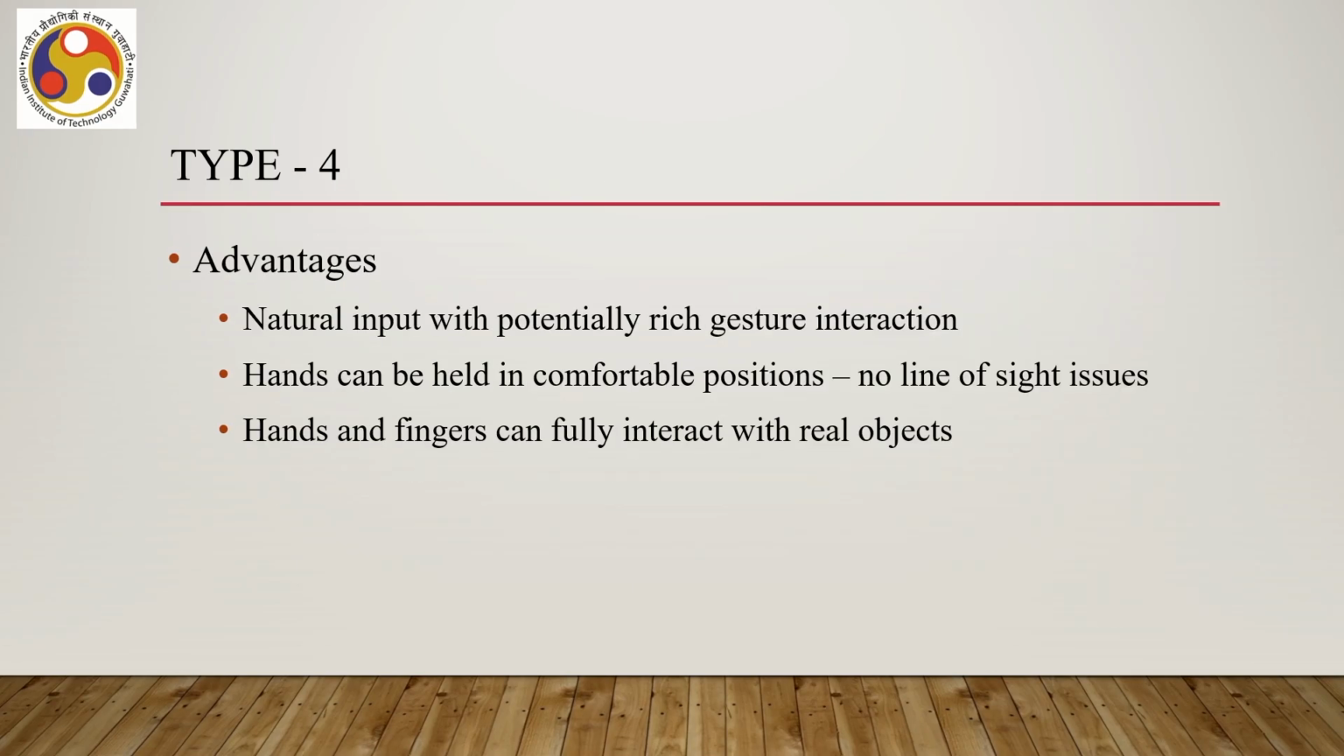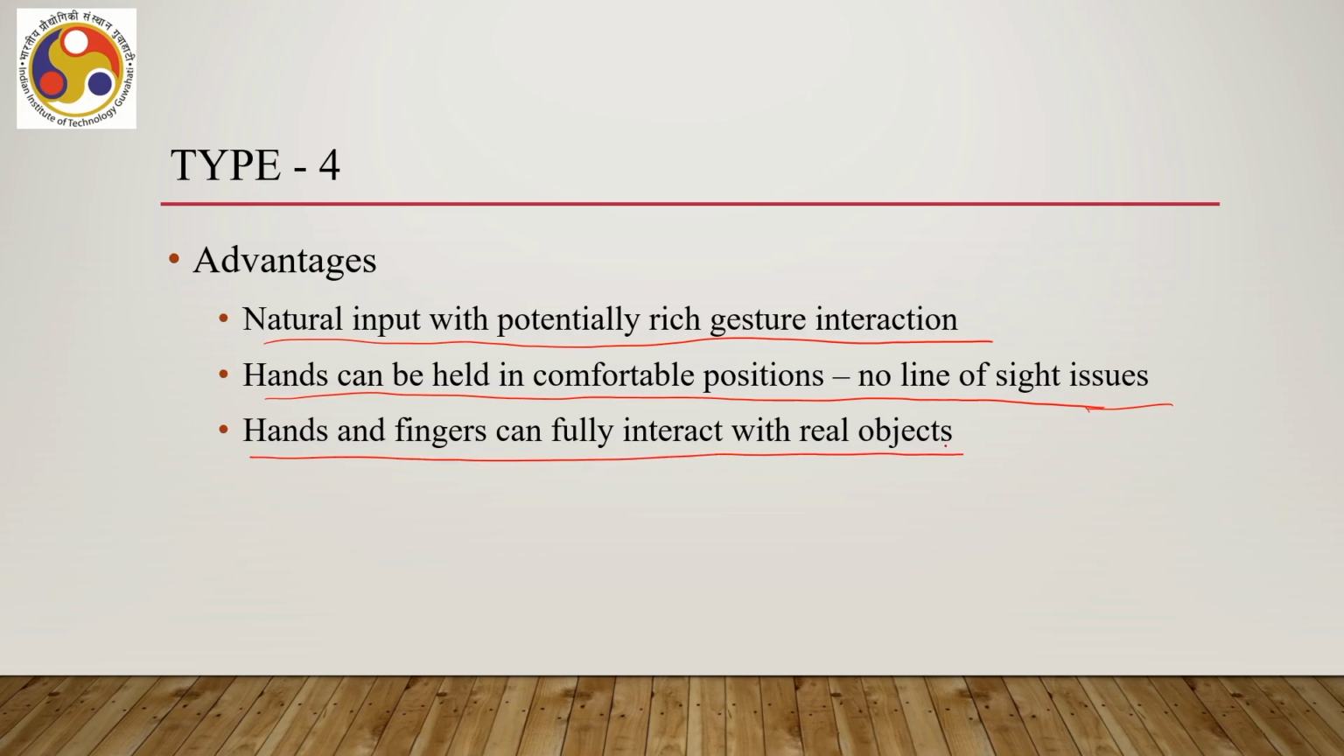Now, the advantages of having such gloves or similar type of hand-worn devices are quite obvious. So, natural input with potentially rich gesture interaction is possible. Hands can be held in a comfortable position, with no line of sight issue, unlike some controller based input. Hands and fingers can fully interact with real objects. So, they are free to interact with other real objects, thus making different sorts of perception possible.